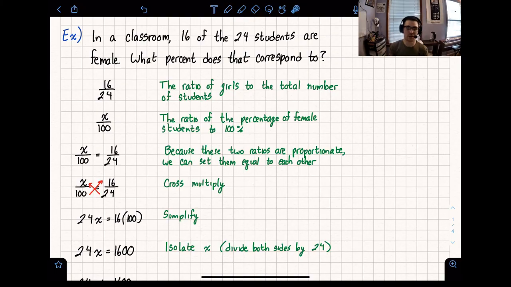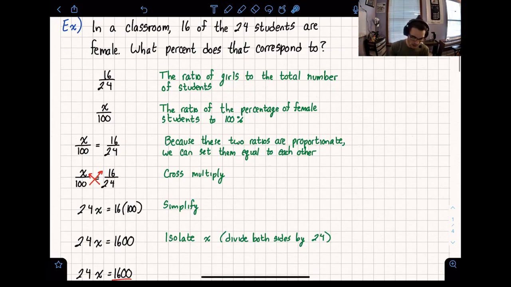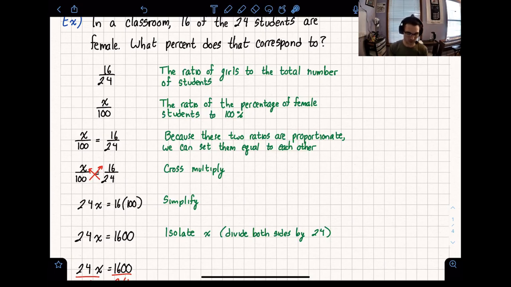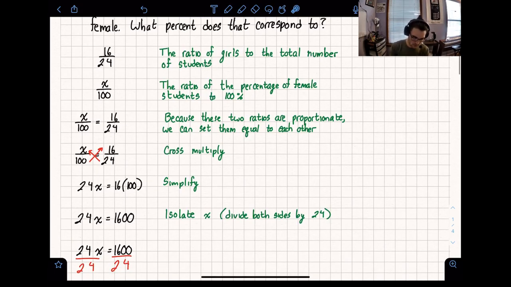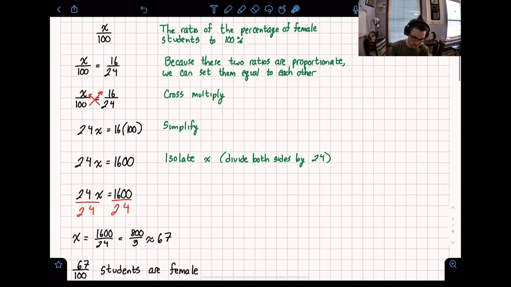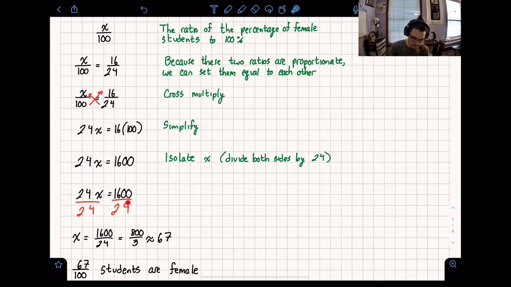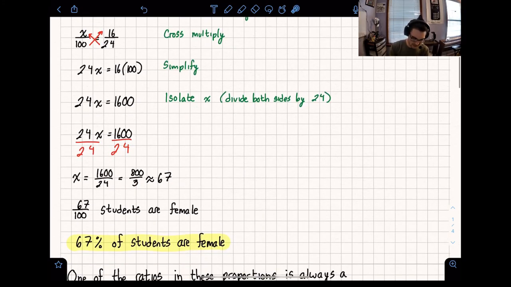So because these are equivalent proportions, we can now set them equal to each other. So we can say that x over 100 is equal to the ratio of girls to students, 16 over 24. And now from here, we just go through our steps for solving for x. We cross multiply. We now have 24x equals 16 times 100, or 24x equals 1600. Now we divide both sides by 24, and we get x equals 67. So 67 out of 100 students are female, or 67% of students are female.